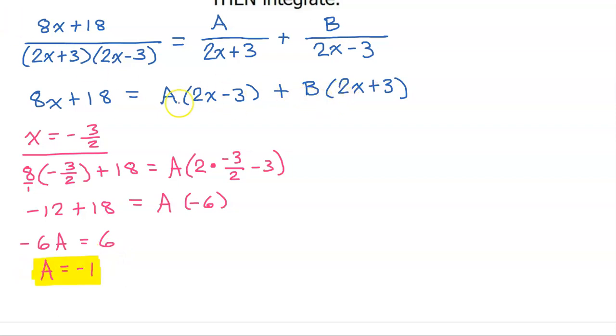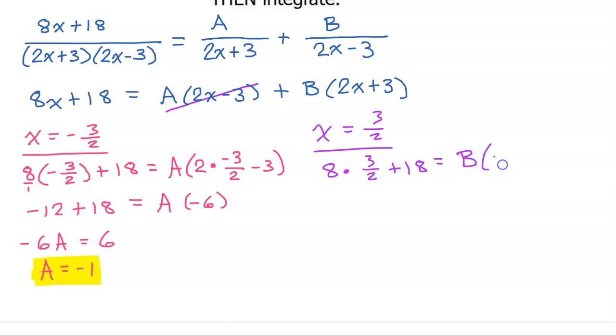To find b, we would love to cancel out the a term. If we set 2x minus 3 equal to 0 and solve, we get 3 over 2. So let's let x equal 3 over 2. This time around, the a term will go to 0, so that's gone. Substituting 3 over 2 in for x, we have 8 times 3 over 2 plus 18 is equal to b times 2 times 3 over 2 plus 3.